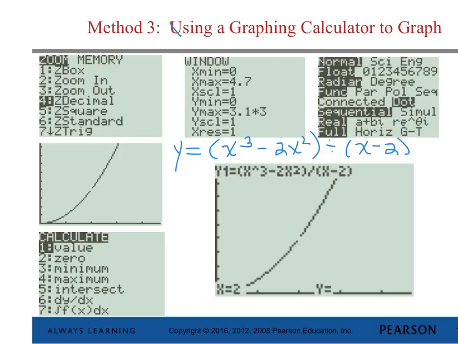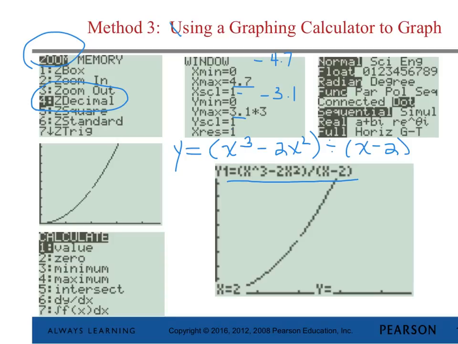That's the function that should be in there, as it says right here. After you've entered that function, I want you to go to the zoom button and go down to ZDecimal. ZDecimal makes a special window. The window originally will go from negative 4.7 to 4.7, incremented by 1, and it will go from negative 3.1 to 3.1, incremented by 1.